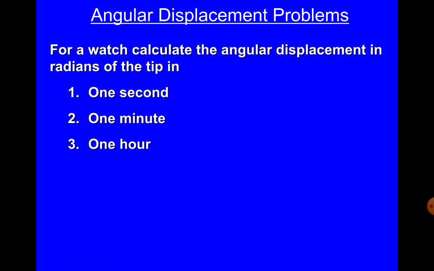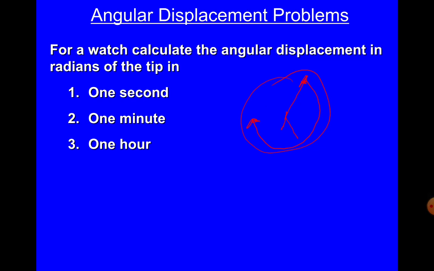Okay, for a watch, how can we calculate the angular displacement in radians on the tip for 1 second? Now let's say we have a clock, and this gives the hour, that one gives the minutes, and this is my second. Now what I want to know is, what is the angular displacement of the big tip for 1 second, 1 minute, and 1 hour.